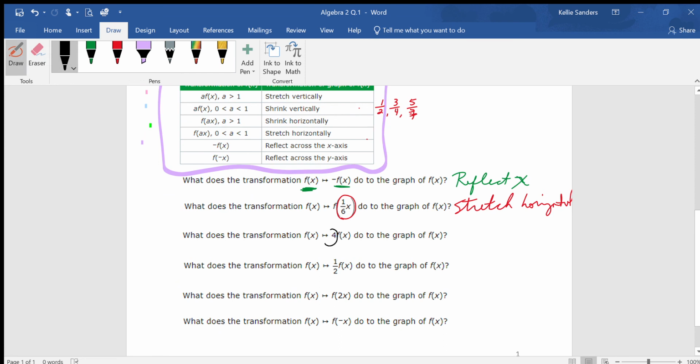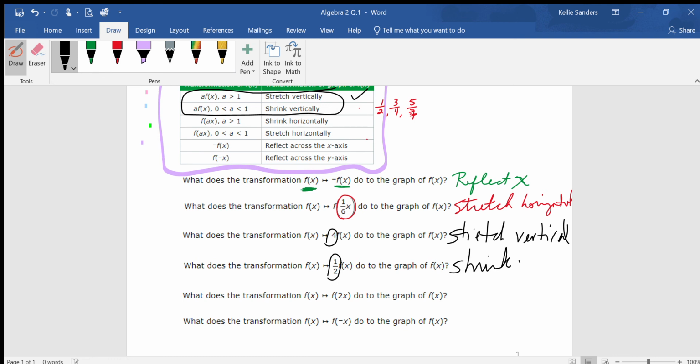Alright. This 4 is on the outside of the x. Which ones are on the outside of the x? The f, those two. So we have to determine, is 4 bigger than 1 or is 4 between 1 and 0? And it's bigger than 1. So we are going to stretch vertical. Same thing, but 1 over 2 is between 0 and 1. So we're going to shrink vertical.